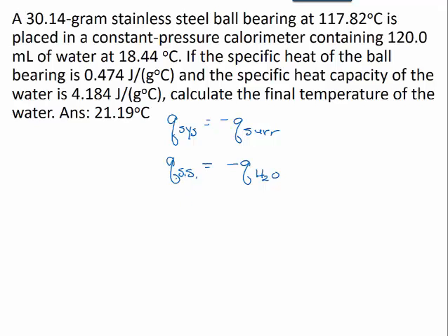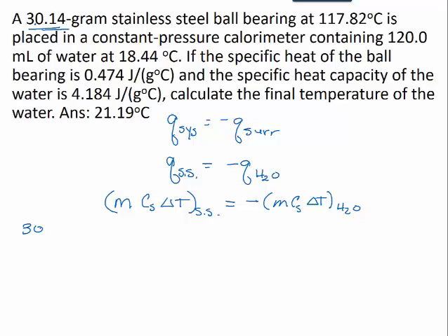Since the stainless steel ball bearing is changing in temperature, and they give me the mass of it, I would assume I'm going to use the mC_s ΔT form of this equation. So I'll do that for the stainless steel ball bearing, and I will do the mass, the specific heat capacity, and the change in temperature for the water. Now let's lay those values in there.